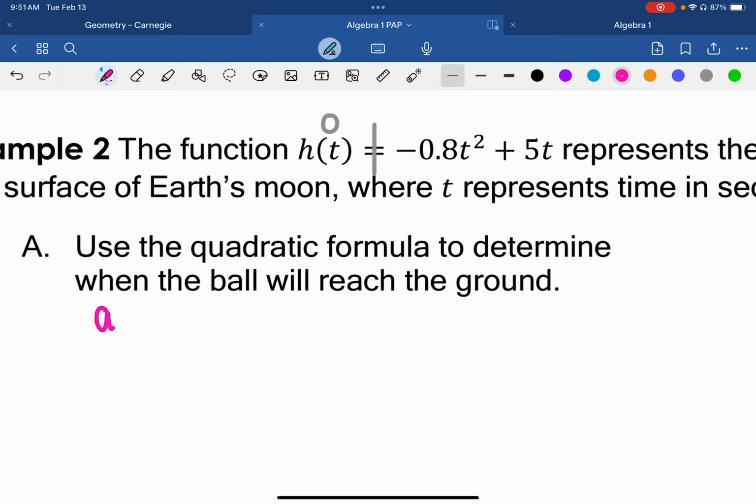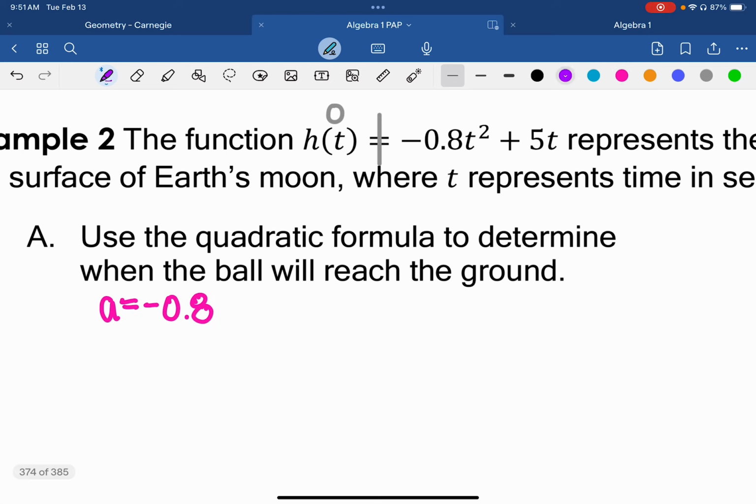My a value is going to be that negative 0.8 in front of the t squared. My b value is going to be the positive 5 in front of this t, and there is not a constant, so it is going to be 0. Now I'm going to plug into the formula just like before.